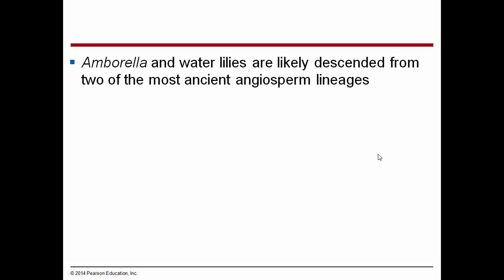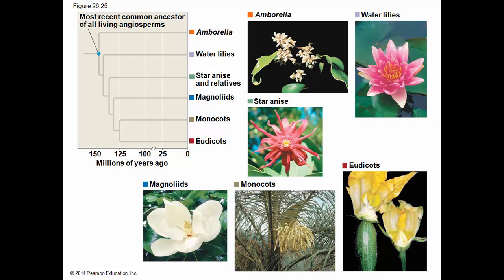Amborella, which is a species, there's only one found now in the South Pacific, but it's an ancient lineage. And water lilies are likely to have descended from the two most ancient angiosperm lineages. So these are the most ancient angiosperms, the Amborella and the water lily. Okay, Amborella is a small shrub found only on the South Pacific island of New Caledonia. It may be the sole survivor of the branch at the base of the angiosperm tree.